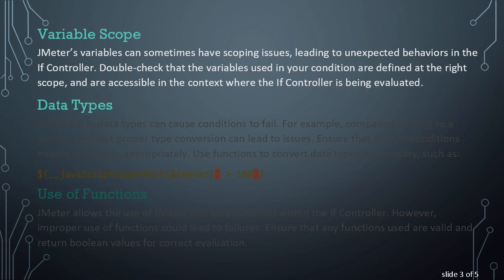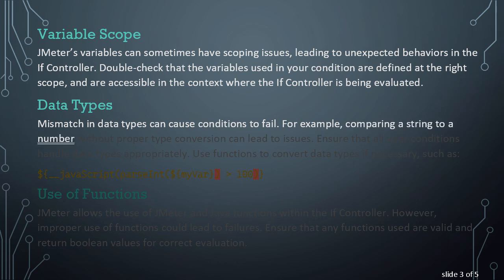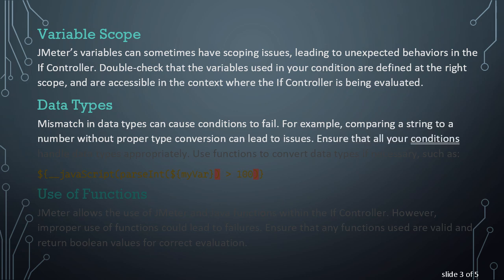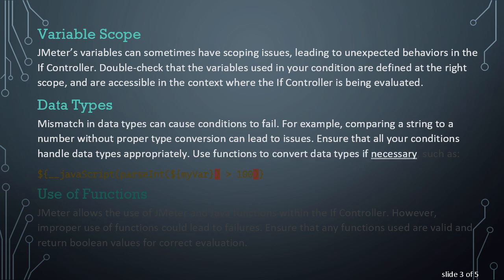Data types. Mismatch in data types can cause conditions to fail. For example, comparing a string to a number without proper type conversion can lead to issues. Ensure that all your conditions handle data types appropriately. Use functions to convert data types if necessary.